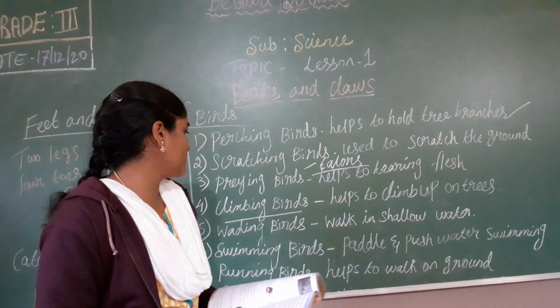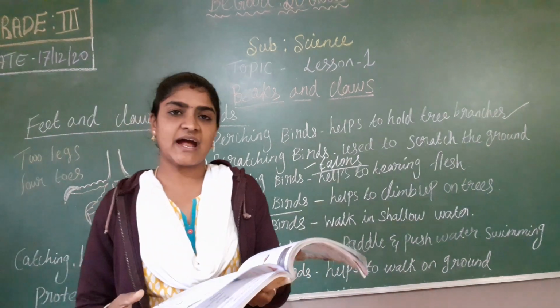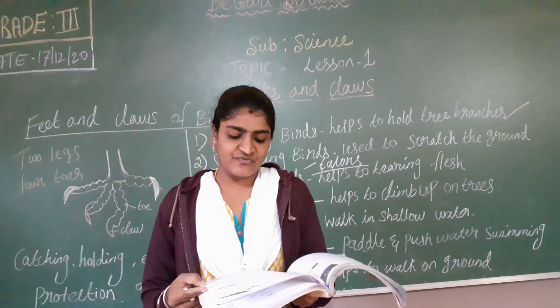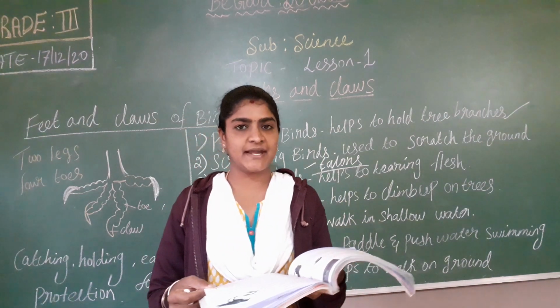Next one, the fifth one, is the wading birds. What is meant by wading birds? The birds which can walk over shallow water are called wading birds.